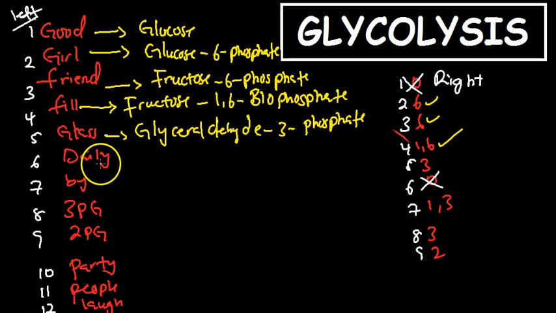On number 6, we have DHAP. What do we have on number 6 here? On number 6 here, we don't have any carbon atom. So the DHAP simply stands for dihydroxyacetone phosphate.